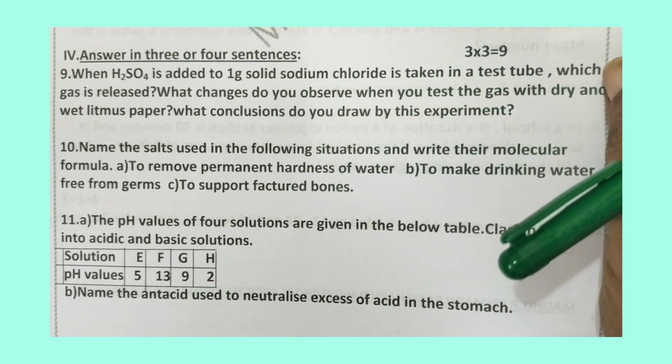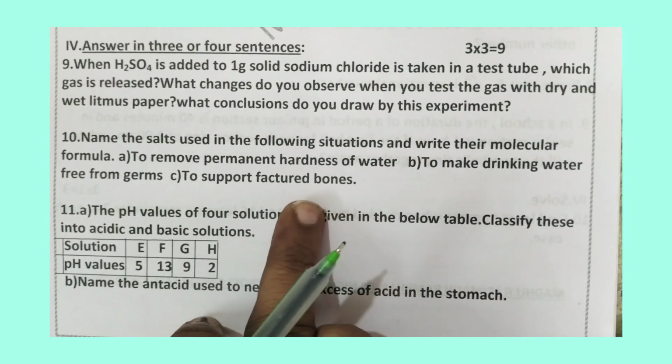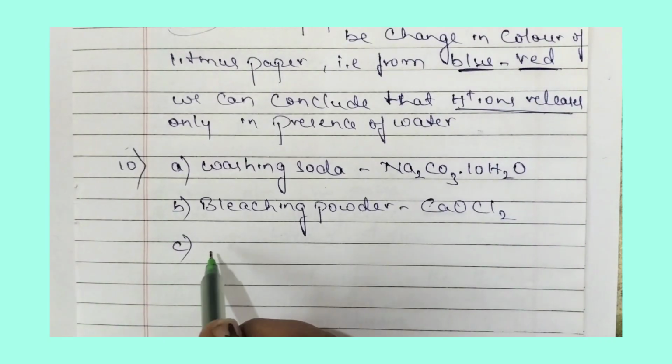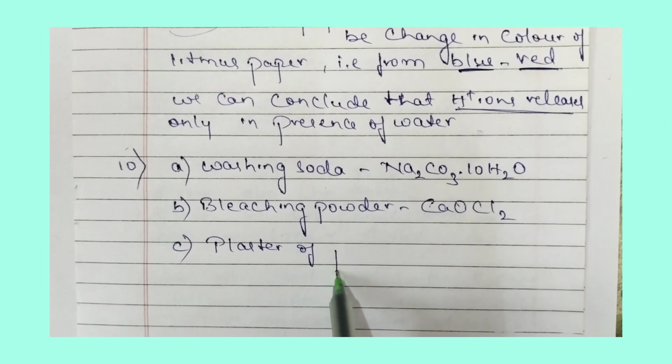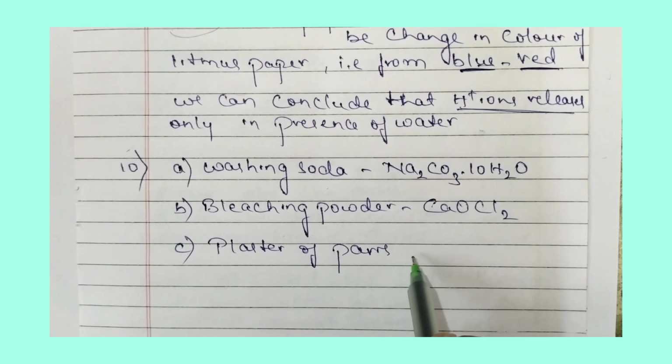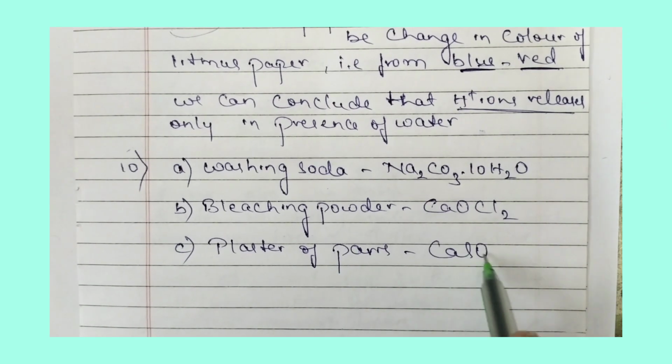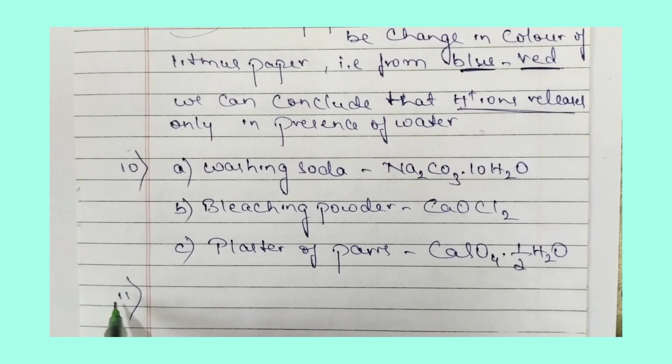Then the third one is to support fractured bones. To support fractured bones, we are using plaster of Paris, that is POP. Its chemical formula is CaSO4 H2O. This is the chemical formula. So this is the answer for the 10th one.